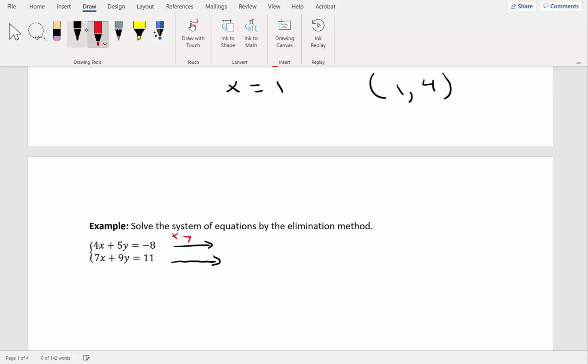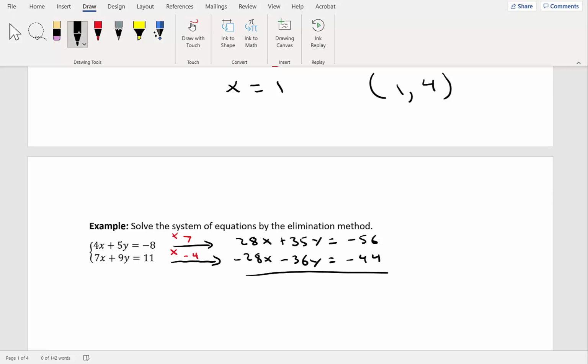So I'm going to multiply by 7. And now you have to multiply each term in that equation by 7. So we have 28x plus 35y is equal to negative 56. And now the bottom equation, I have to multiply this by negative 4 in order to get negative 28x. So go ahead and multiply each term by negative 4. We get negative 28x minus 36y is equal to negative 44.